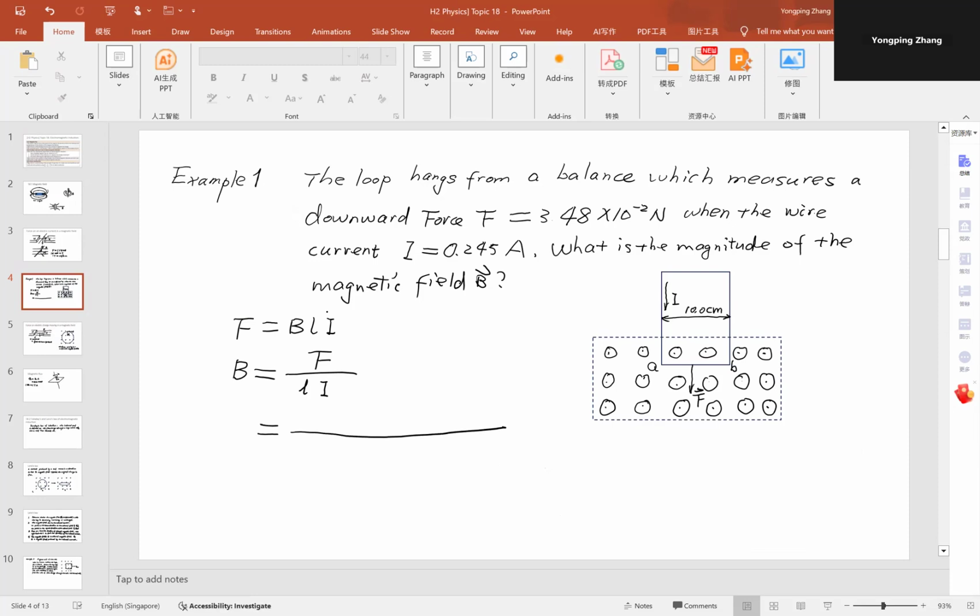The force is 3.48 times 10 to the minus 2 Newton. L is 10 centimeters, which is about 0.1 meter. And I is 0.245 A. B equals 1.42 Tesla.